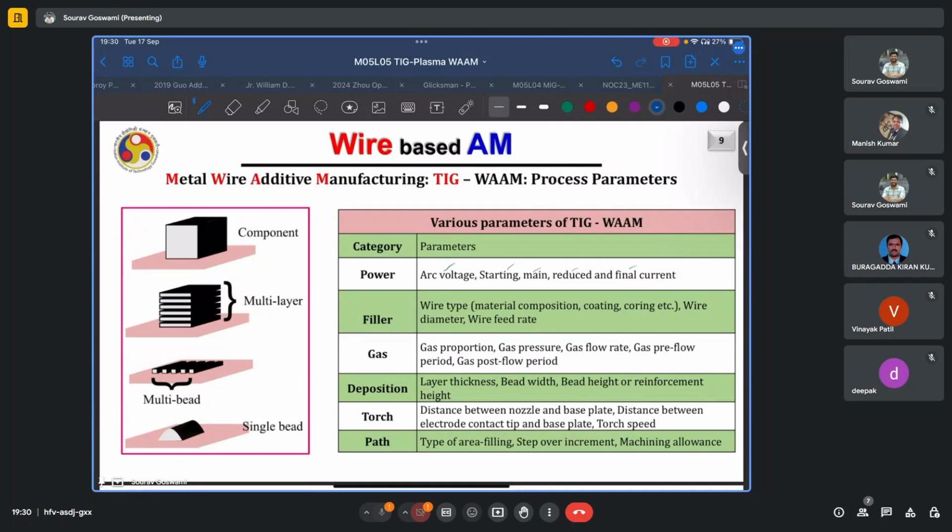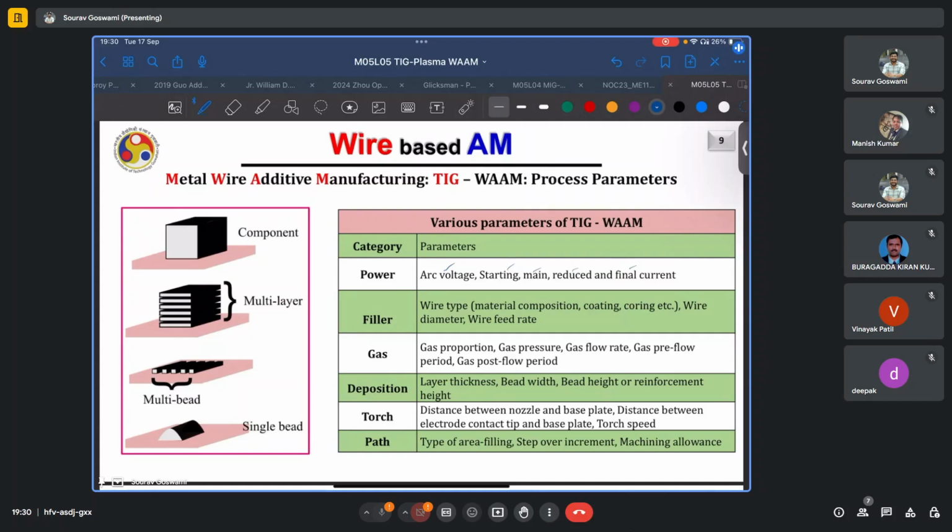The wire material, in terms of the composition, the coating and coring, its diameter and wire feed rate are also important parameters. Again, the gas which you are using, because in this case, the gas also serves the additional purpose of turning into plasma. So its composition, proportion, its flow rate, and the pre-flow and post-flow periods. For deposition, the layer thickness, bead width, bead height.